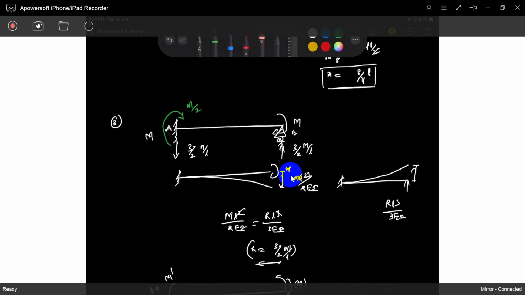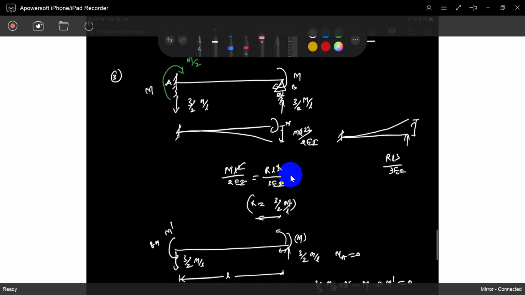Sir, by looking, how can we say that? We can easily say it. How can you say it? See, a moment is there, a structure is there. If you apply a concentrated load, how can it deflect? It will deflect like this. I will just assume it is a simply supported beam. If you apply a moment like this, how does it deflect? It will deflect like this.